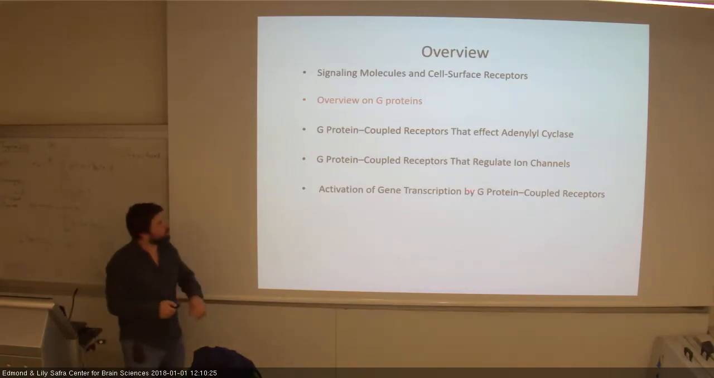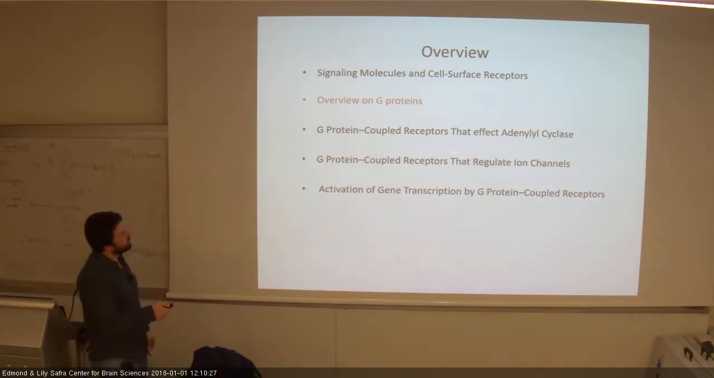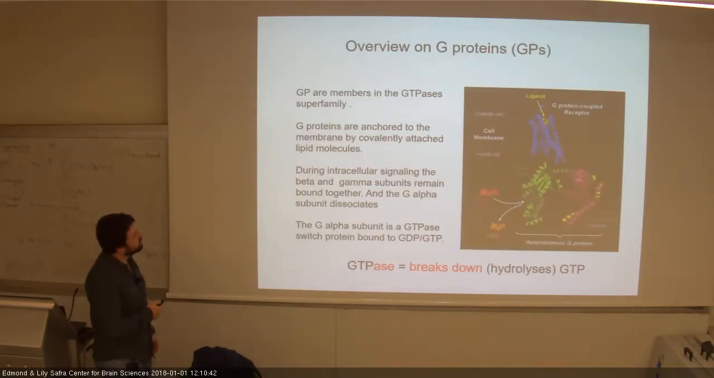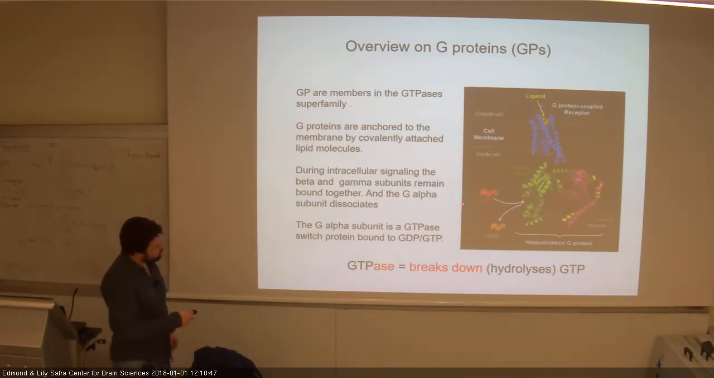In this chapter, we'll focus on G proteins that affect adenylyl cyclase, which produces cyclic AMP. Then we'll focus specifically on G proteins that are related to ion channels and receptors, which are unique to neurons. First of all, the structure of a G protein is what you can see here.